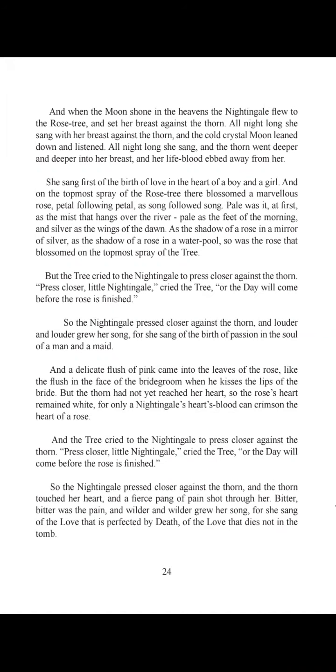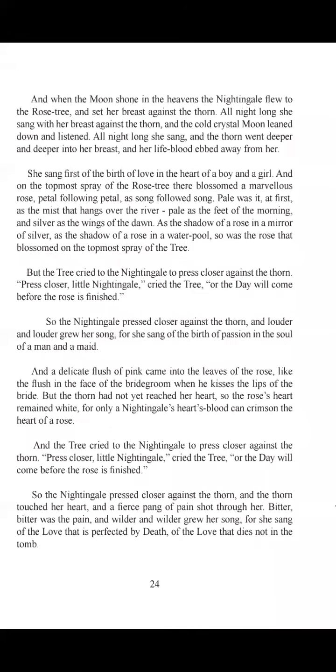She sang of the birth of passion in the soul of a man and a maid, and a delicate flush of pink came into the leaves of the rose. Now the rose is becoming a little pinkish. That means the dark color is going to come, like the flush in the face of the bridegroom when he kisses the lips of the bride. What kind of pink is that? It's just like the flush. That flush means the bright light that occurs in the bridegroom's face when he kisses the lips of the bride.